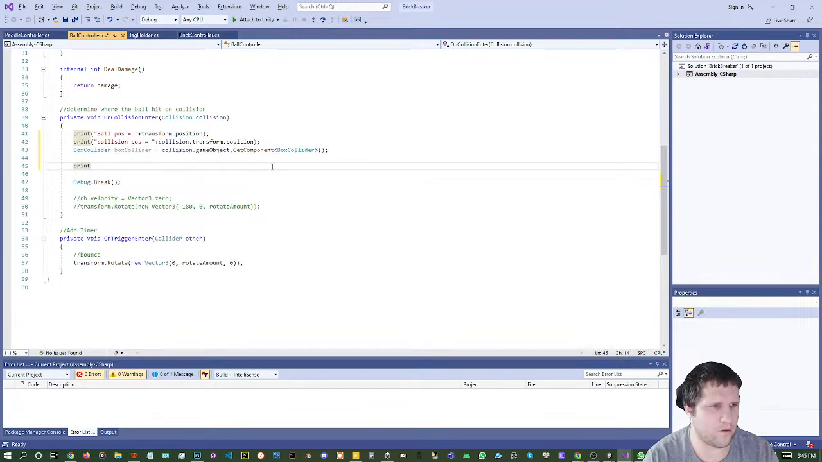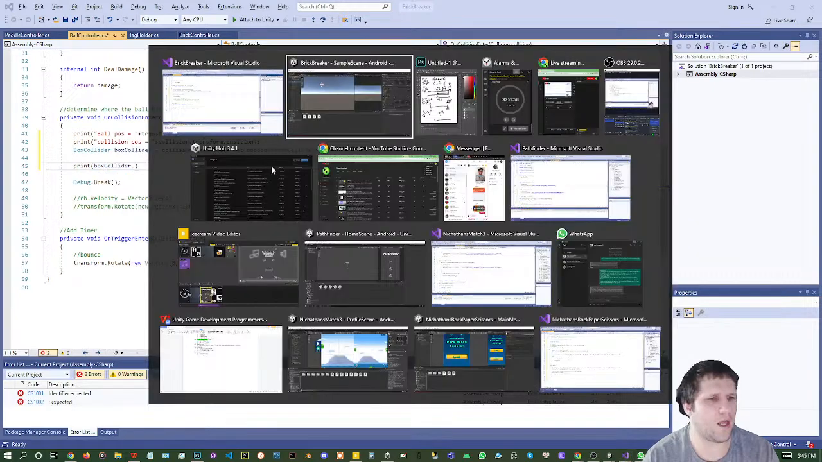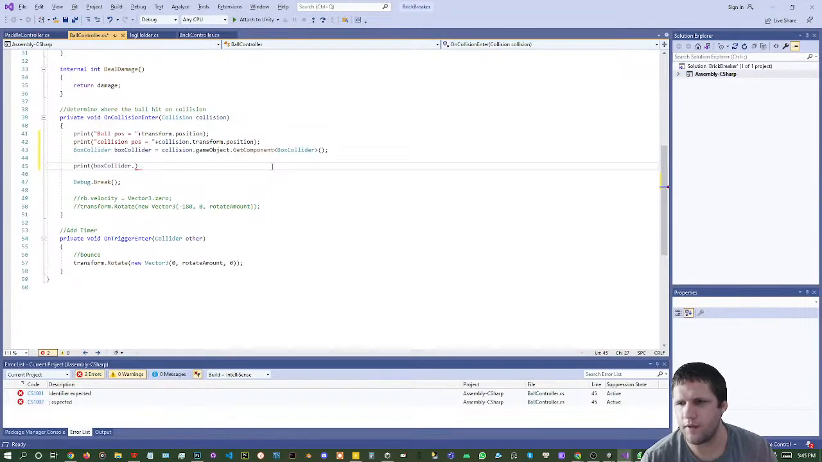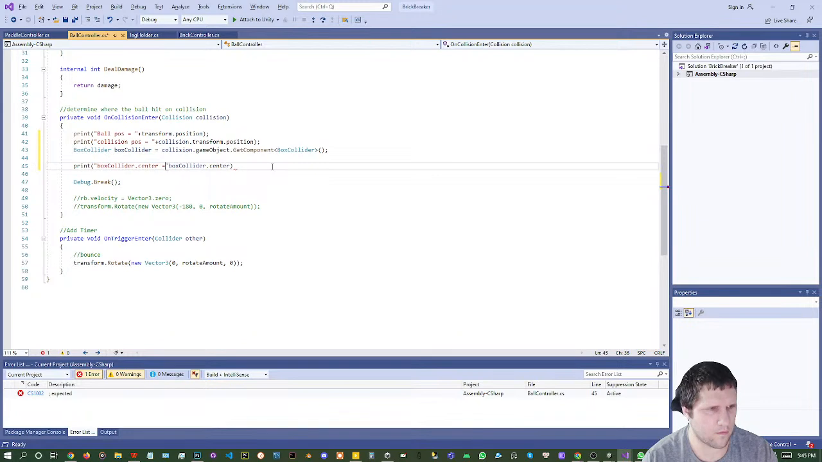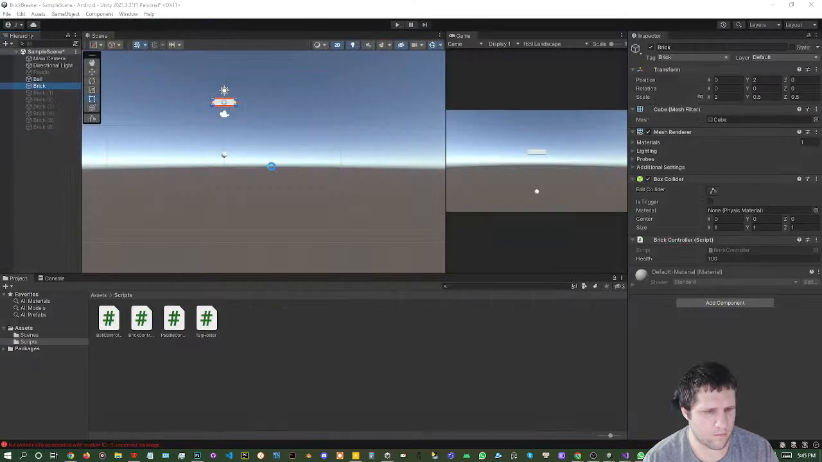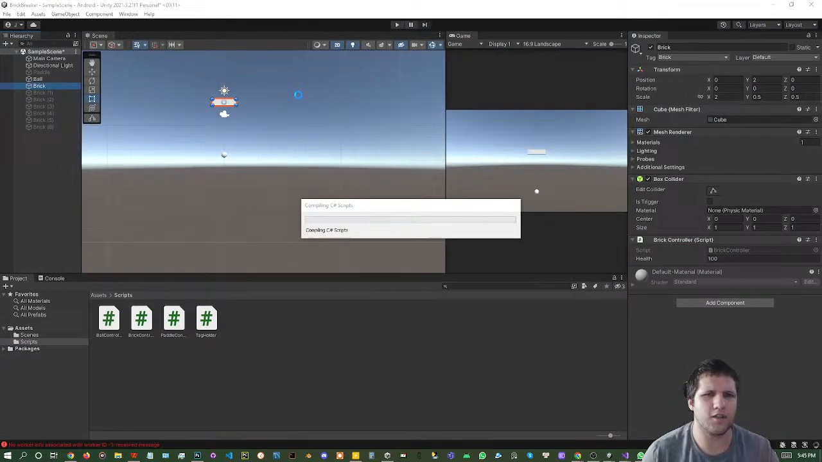Then we want to print the box collider, and let's try getting the size and center dot center, size. Okay, and let's see what this gives us.